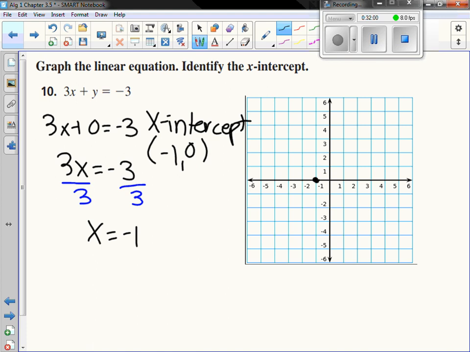So it works out we actually get this point here. And the slope would be negative 3.